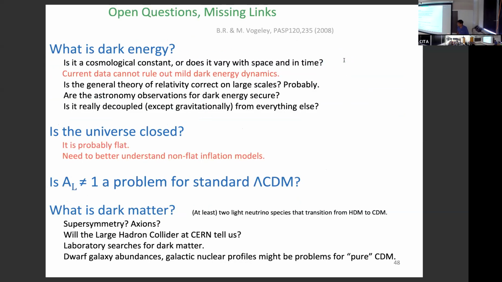So yeah, I've run over time, but the conclusions are the standard ones. We don't know what the dark energy is. I guess the thing that's interesting to me is that we still cannot rule out mild dark energy dynamics. And I think the universe is flat. And I think it's useful to try to really understand non-flat inflation models a bit better, and try to redo this analysis with other inflation models because they've not been studied that much because they're kind of messy. I don't know if it's a significant issue.